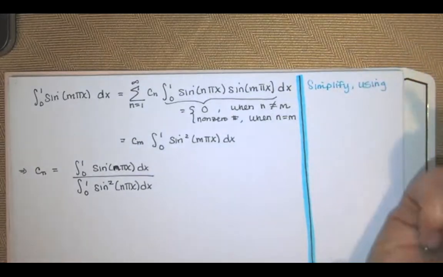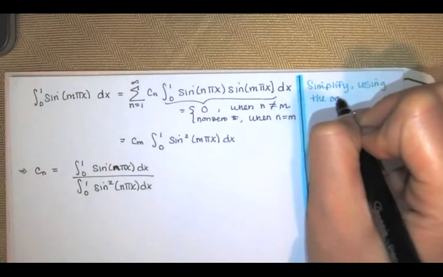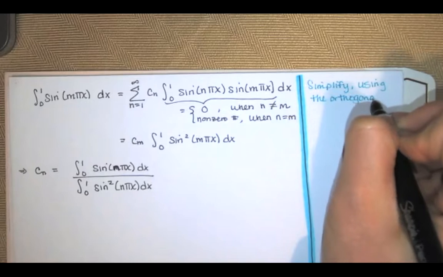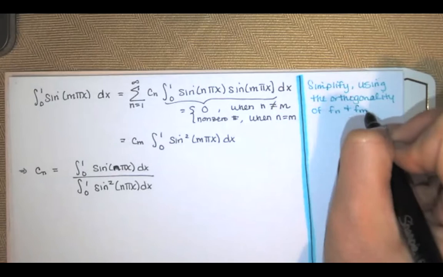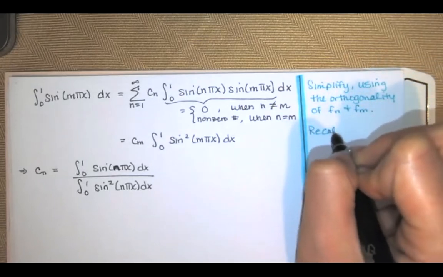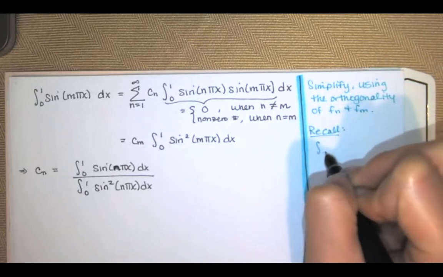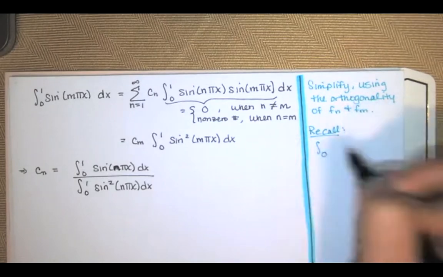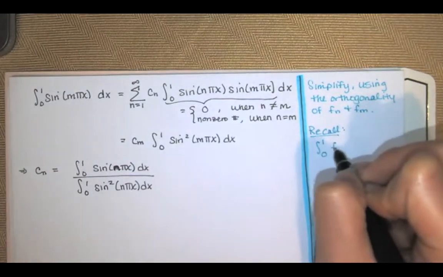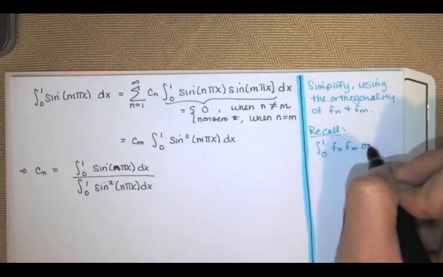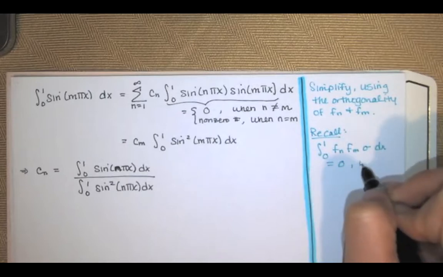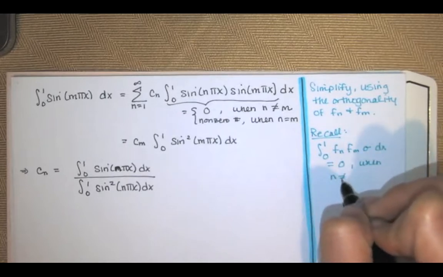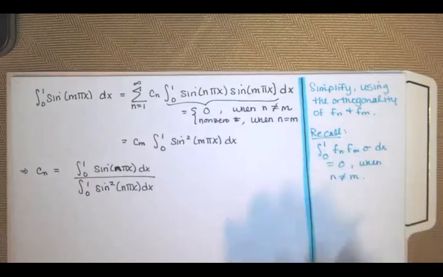And again, what we're doing is we're simplifying using the orthogonality of f sub n and f sub m. And just recall what that means. It's just saying when we're in the interval of interest, 0 to 1 in our case, and we take f sub n and f sub m and we multiply by sigma as well, and we integrate, we're guaranteed to get 0 when n and m are not equal to each other, because that's what it means for those two functions to be orthogonal with a weight sigma.